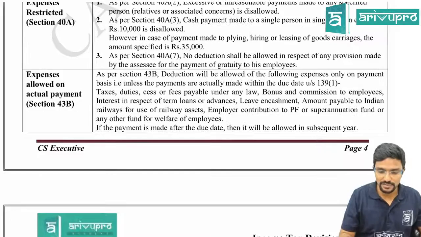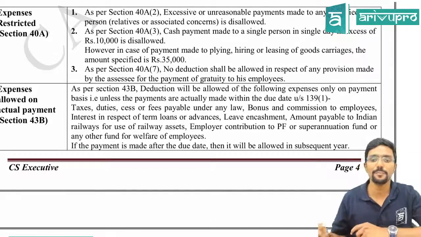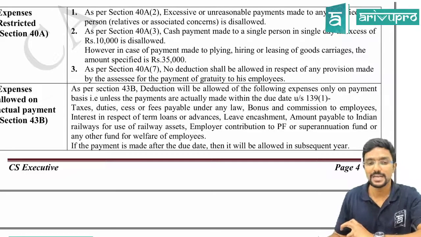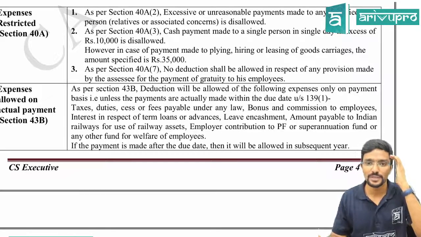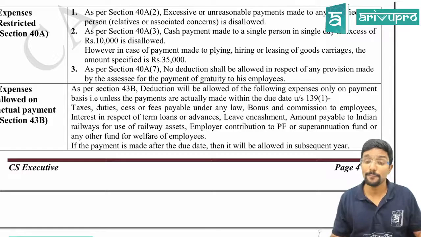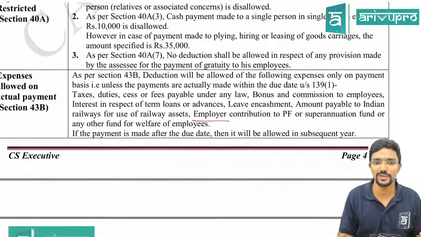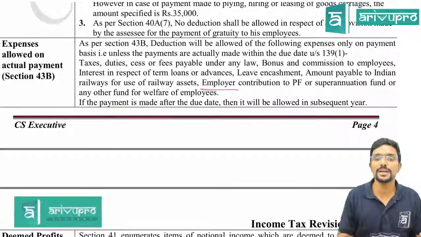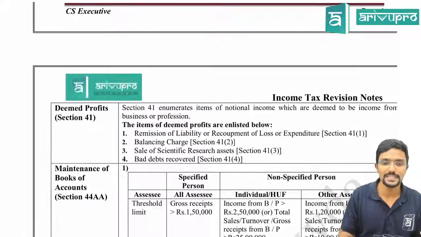So what are the expenses which are covered under 43B? Taxes, duties, cess or fee payable under any law. Taxes here means not direct tax, but indirect tax like GST, municipal tax, and so on. Then bonus and commission to employees, interest on loan, leave encashment, amount payable to Indian Railways for use of railway asset, and employer contribution to PF or any superannuation fund are covered here. Clear guys? If the payment is made after the due date, it can be claimed in the next year, that is, the subsequent year. Easy.